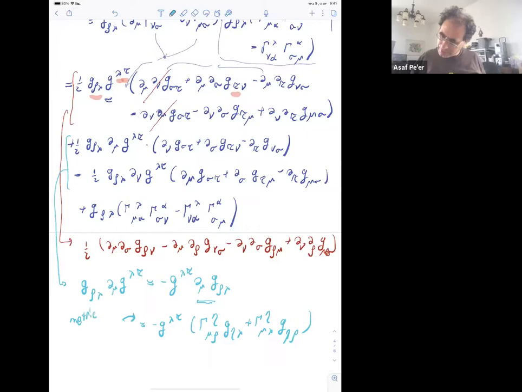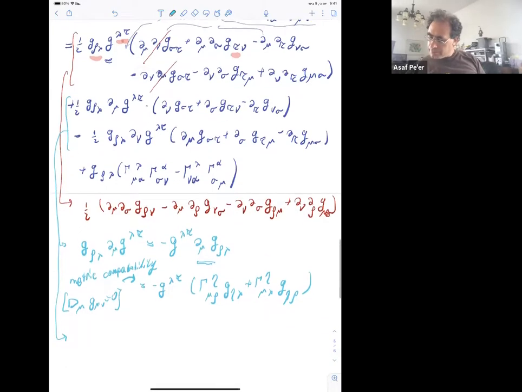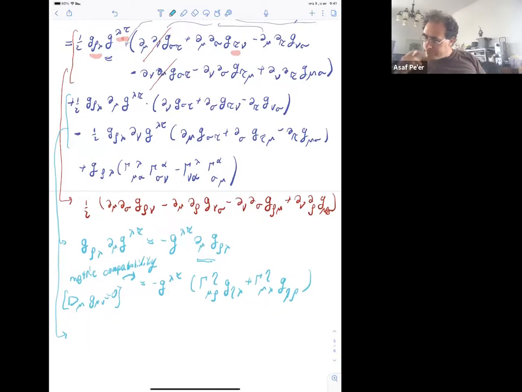That's from the metric compatibility. Compatibility. And D is equal to 0. Right? Good. Yeah. So after that, what we do, okay, so I take these two lines. What am I doing here?